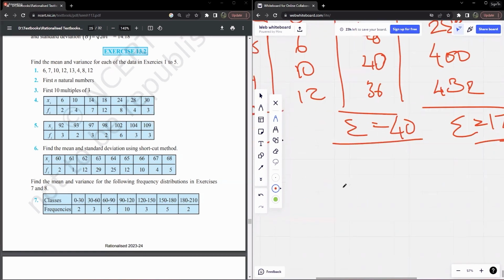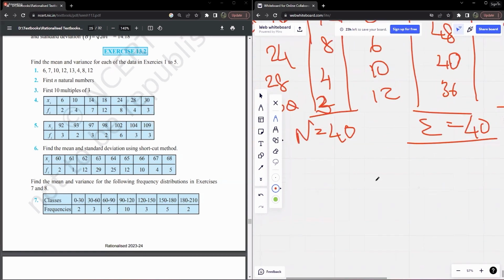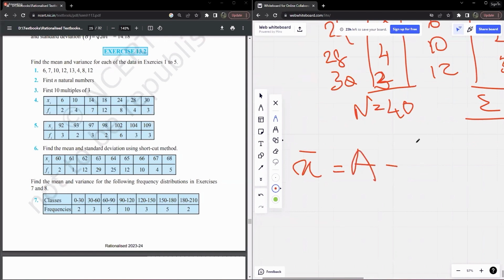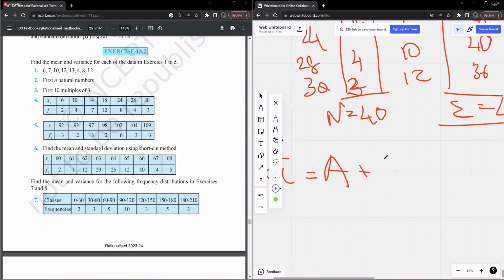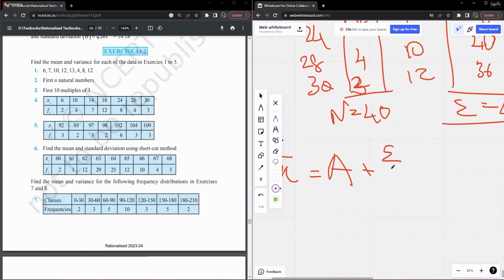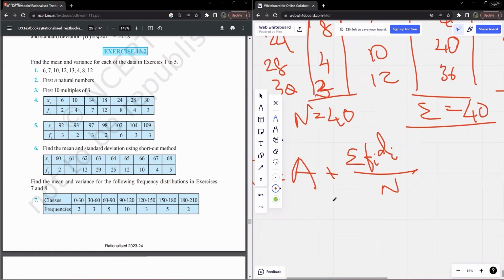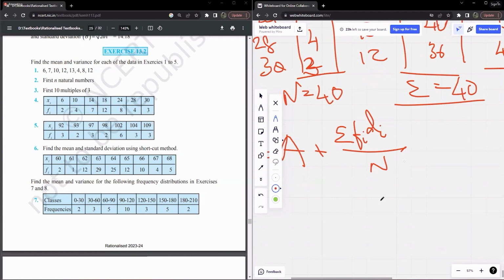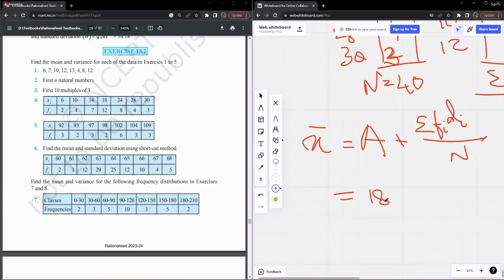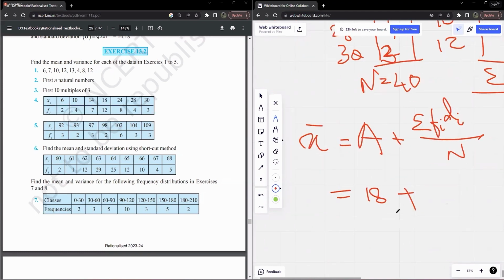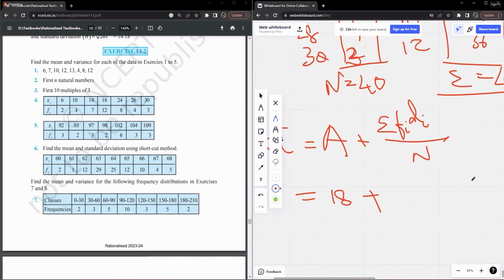Therefore, that x bar is going to be the assumed mean plus the sum of fidi divided by n, right? Which is basically 50 plus 40 divided by 40, which is 51.